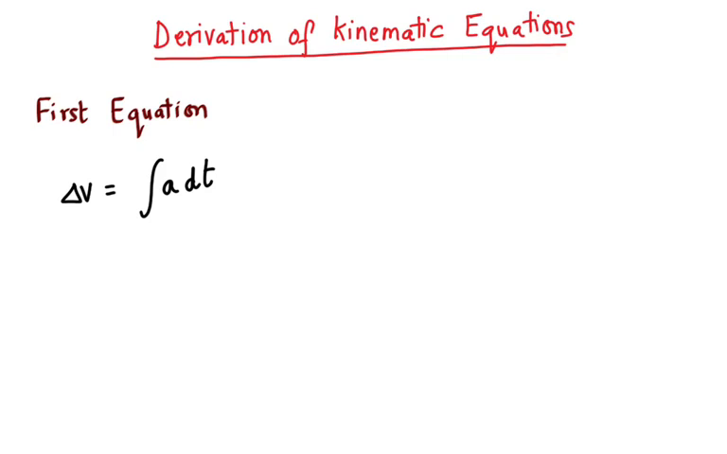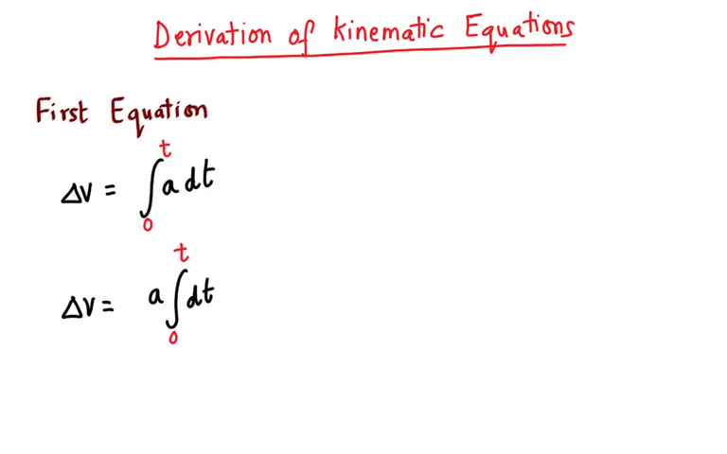acceleration, which is given by change in velocity is equal to integral of a dt, where a is the acceleration. And we are going to take the limits as 0 to t, assuming that the object is starting from time t equal to 0, and we want to analyze the motion at some other time t equal to t.